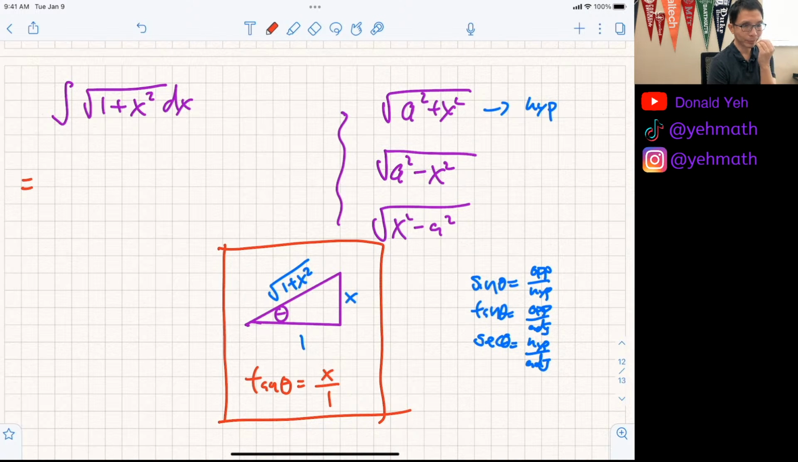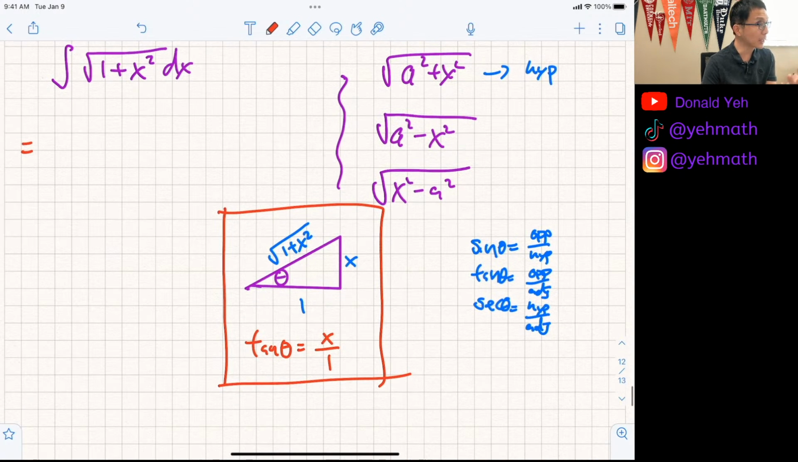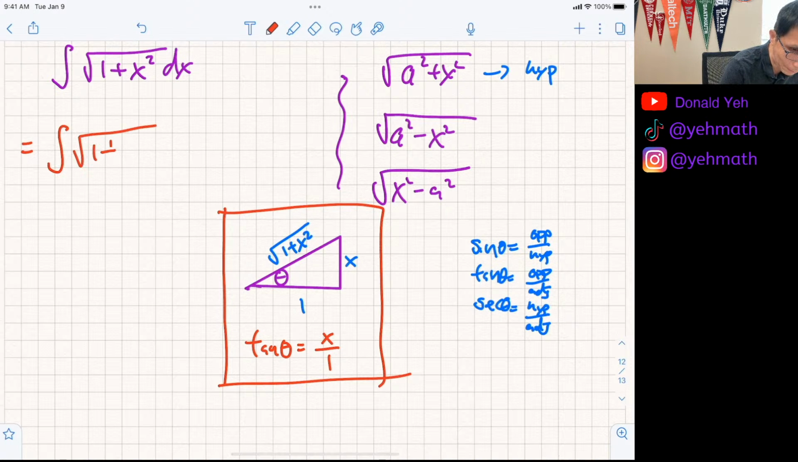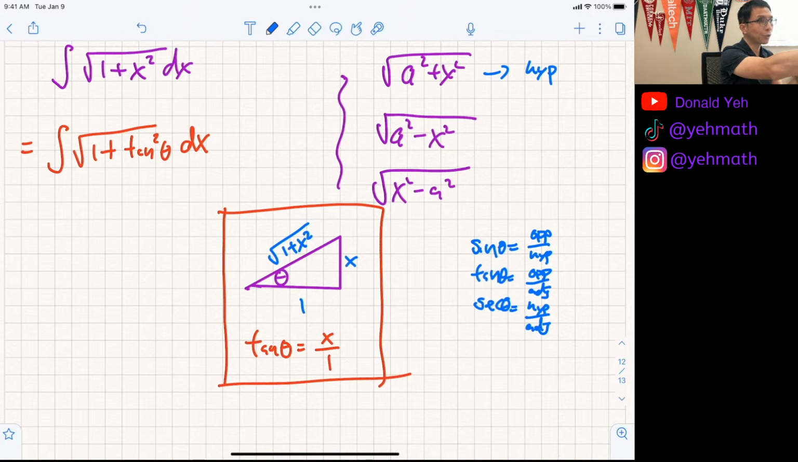Okay, so if I were to do the integration of this, I want to change this x. Well, we know x is equal to tangent of theta, right? So it's going to be the integration of the square root of 1 plus tangent squared of theta. Does that make sense? But here's a slight problem. Can you tell me where the problem is? What's theta? Unimportant. We have a dx, but do we have a d theta? No. So what do you have to do?